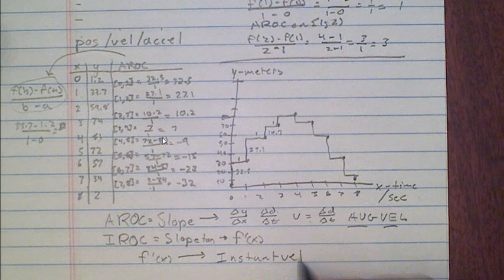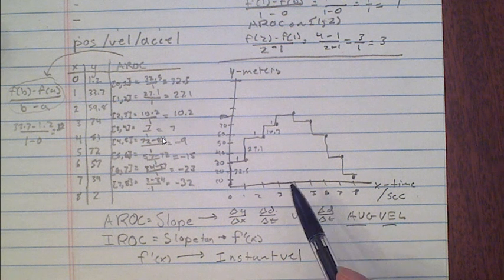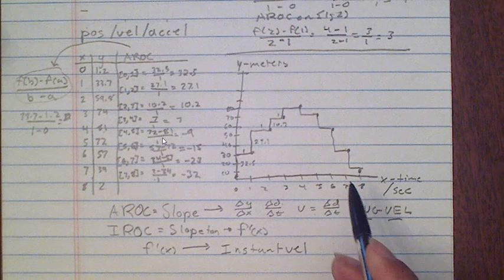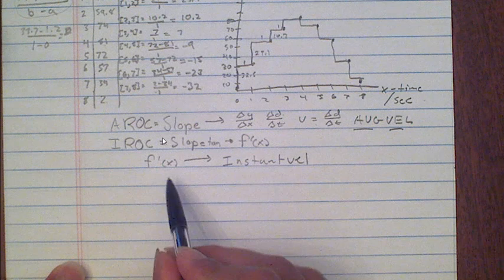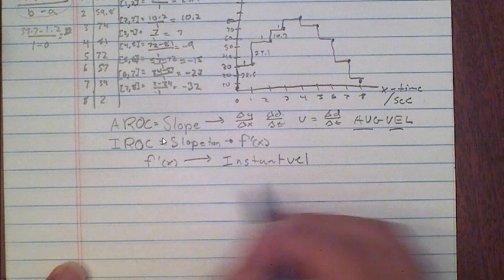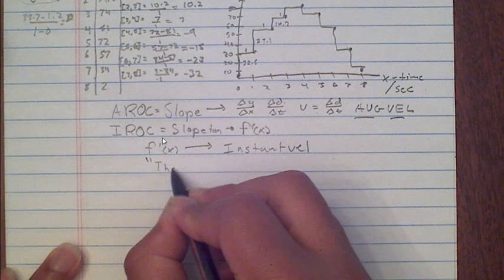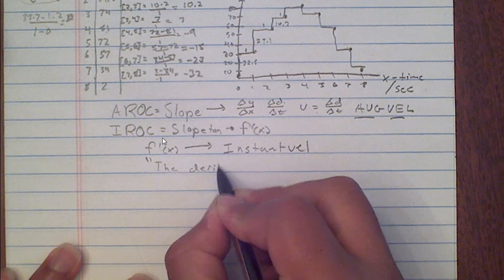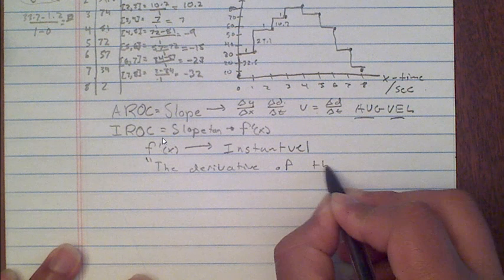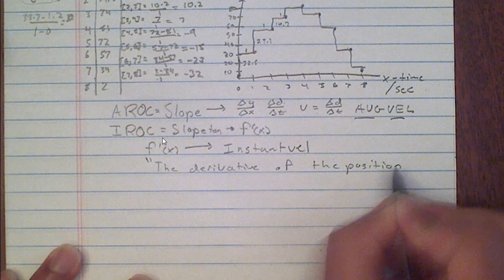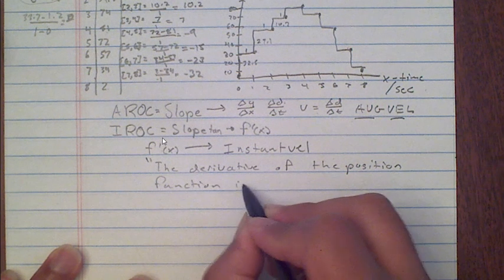Okay? So you gotta see this, guys. You gotta see the slope of a position function is essentially a velocity. And you gotta see the slope of a tangent line, which is the derivative. Let's write this down verbally. Let's get our verbal right, okay? The derivative of the position function is the velocity function.